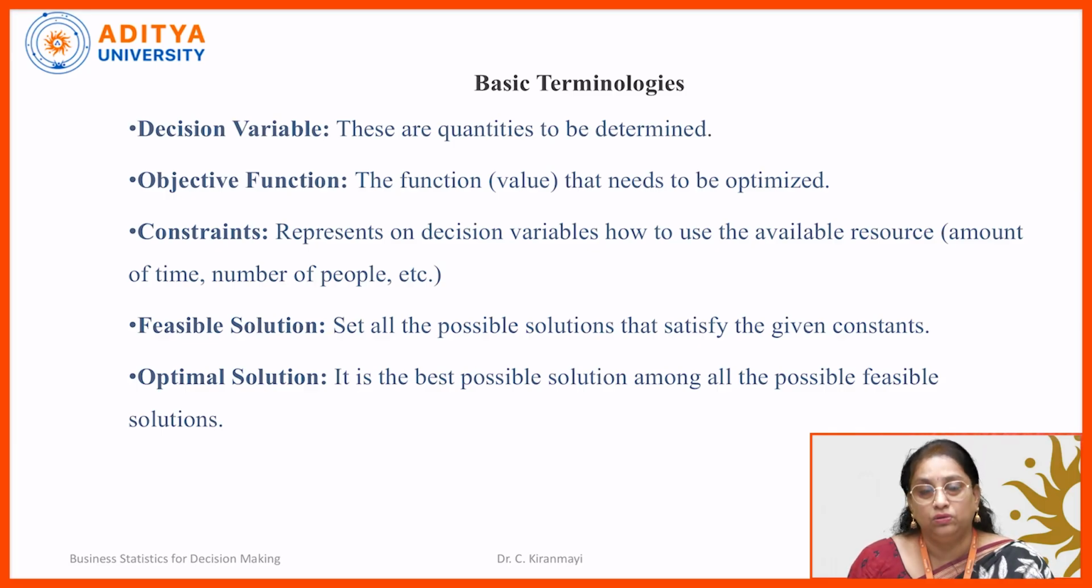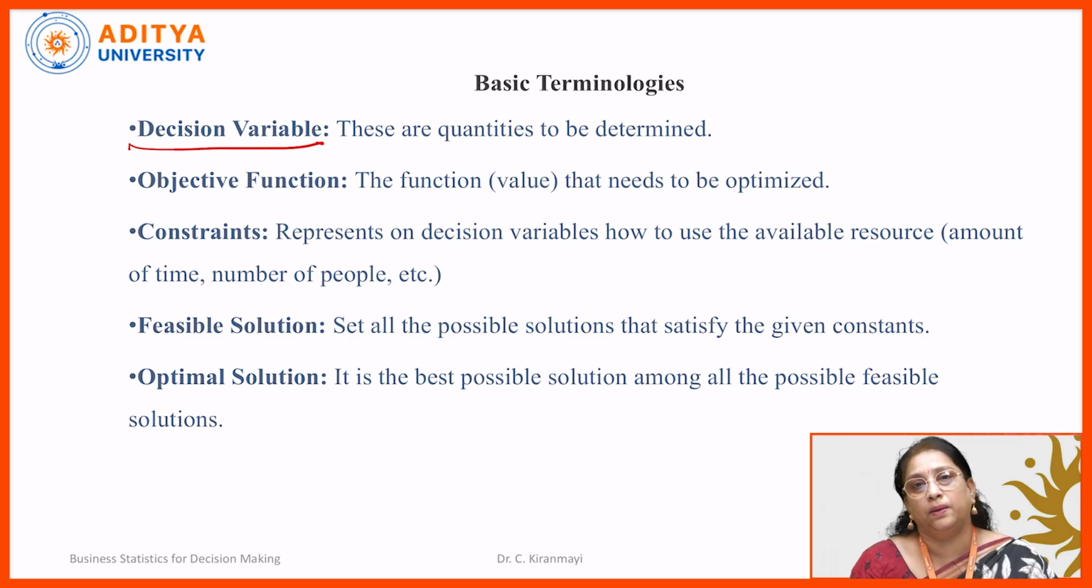And coming to the basic terminologies, in linear programming problem we come across several concepts which are commonly used. The first one is decision variables. What is a decision variable? Decision variables are the variables, the quantities that are to be determined. The term itself suggests the meaning: these are the variables regarding which the company has to take the decision in terms of how many units are to be produced or manufactured.